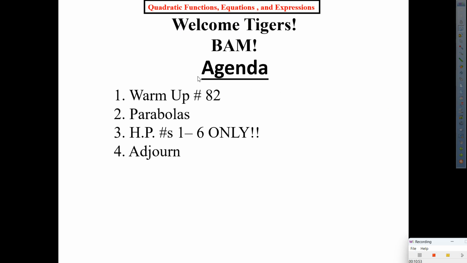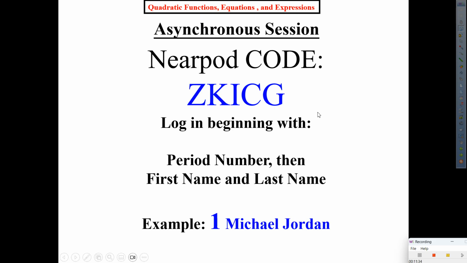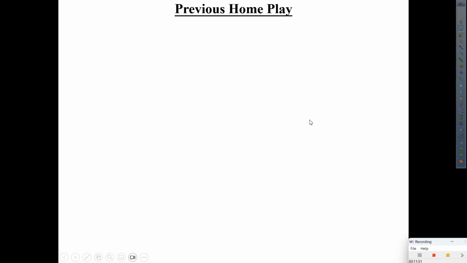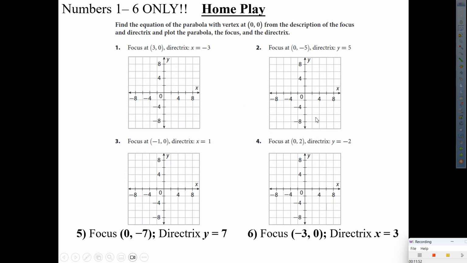So home play tonight is only 1 through 6. All right. Copy the code. ZKICG. ZKICG. That's going to give you access to the home play. That looks something like this. Let's go, Mario. Oh, yeah, we got this.